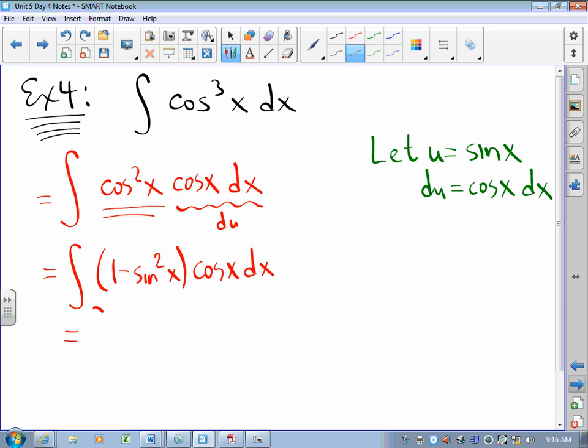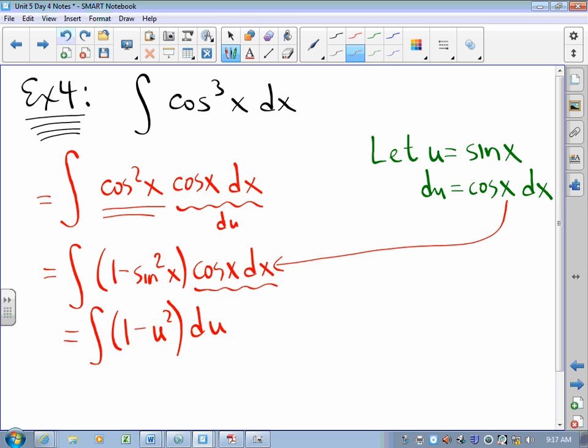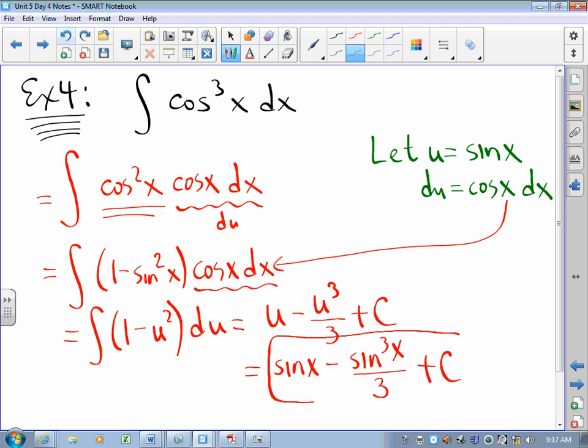So what is this problem? 1 is 1. Sine squared x is just u squared. Do we see that that's u squared? And then the cosine x dx, well, that's just du, and I can do that problem. The integral of 1 is u, the integral of u squared is u cubed over 3 plus a constant, but we didn't have the problem in terms of u, we had it in terms of x, and so we express our answer in terms of x.